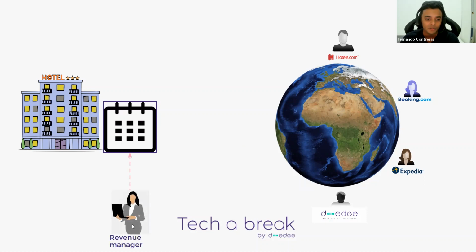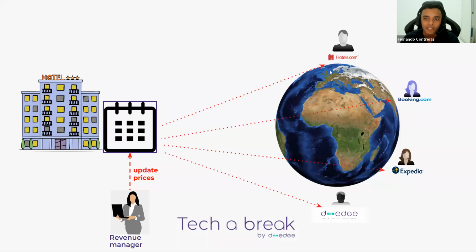Then imagine you, as a revenue manager of your hotel, want to update the calendar of prices, and we, as the Edge, have to propagate this information to the rest of the world instantly so that the active users on the web searching for reservations have the up-to-date prices that we just updated in the system.